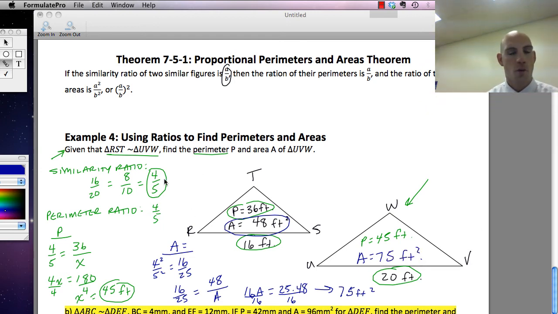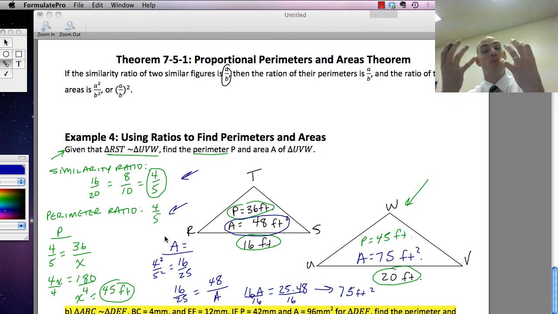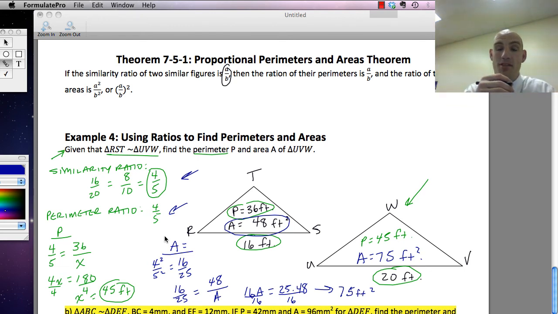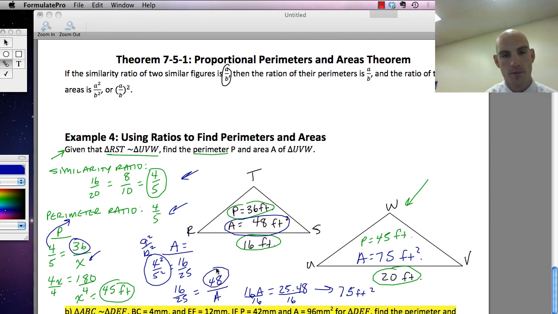So let's review what we did. We found the similarity ratio in order to find our basis, because the similarity ratio is the basis for each of these measurements. When I have the similarity ratio, I already have the perimeter ratio. Then I take it and set up a proportion with what I know the perimeter to be of the smaller one. So the perimeter of the smaller one over x is equal to our perimeter ratio. I did the same thing with the area, except I know that A squared over B squared is my area ratio, and I set that equal to what I know my area to be, and I go ahead and set it up from there.